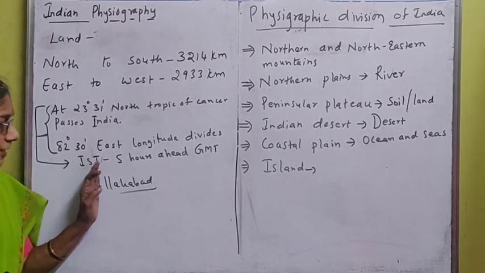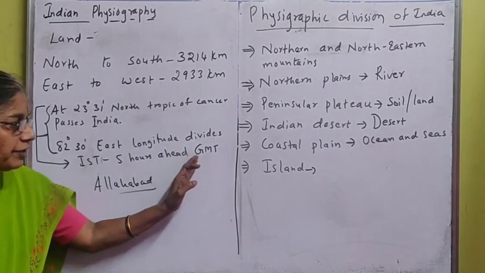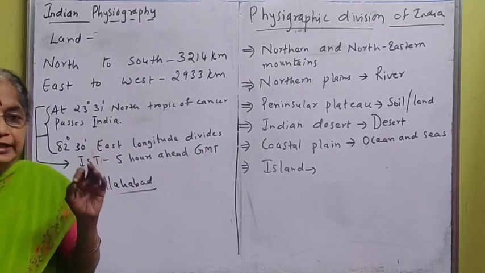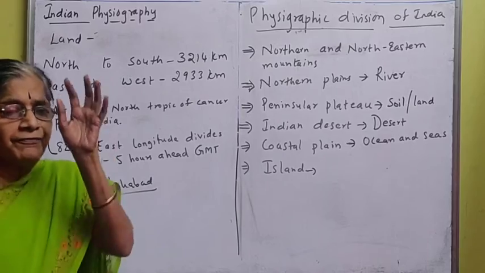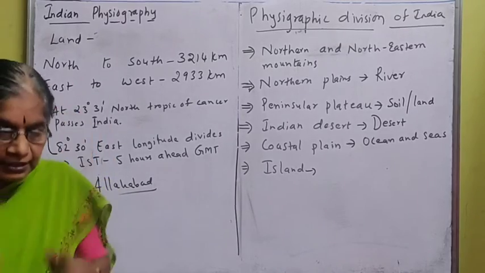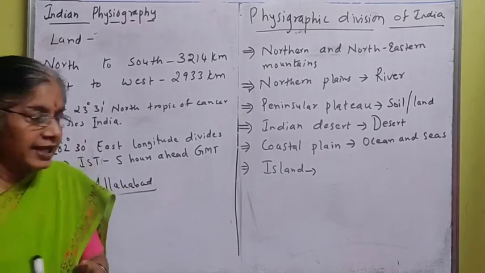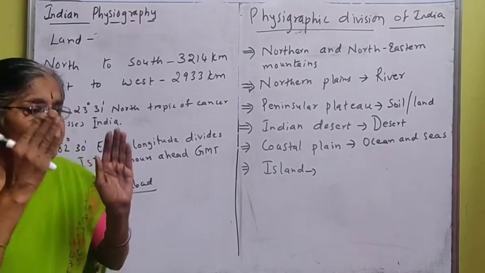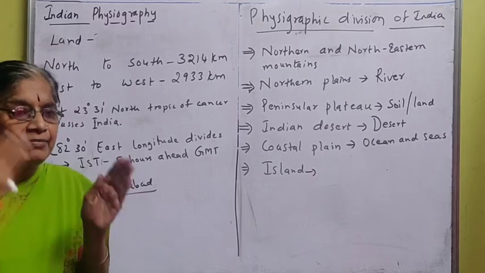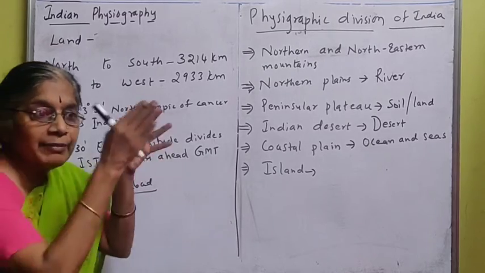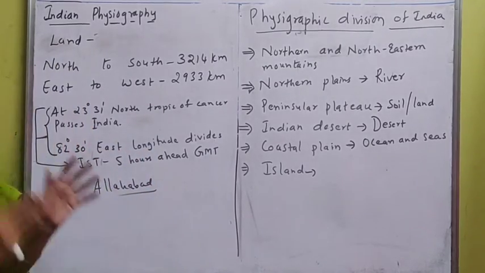So Indian Standard Time, we are 5 hours ahead of Greenwich Mean Time. Suppose today is 6th July. If it is 5 o'clock in the morning in India, then England will be 5 hours behind Indian Standard Time. That is what we call 12 o'clock midnight, which London will be having.